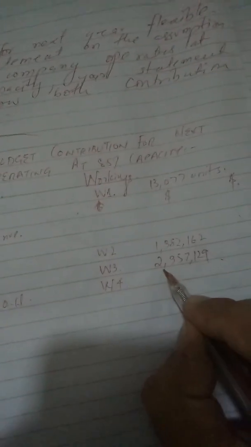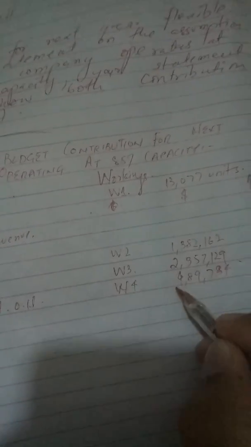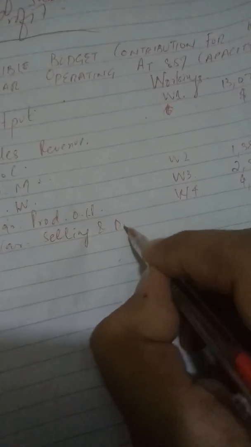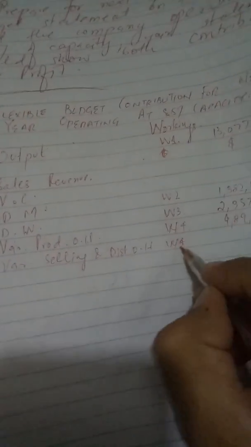So the working for variable production overhead would be 489,734. Okay. Now variable selling and distribution overhead. For that reason, we need to see how we're going to use the data.